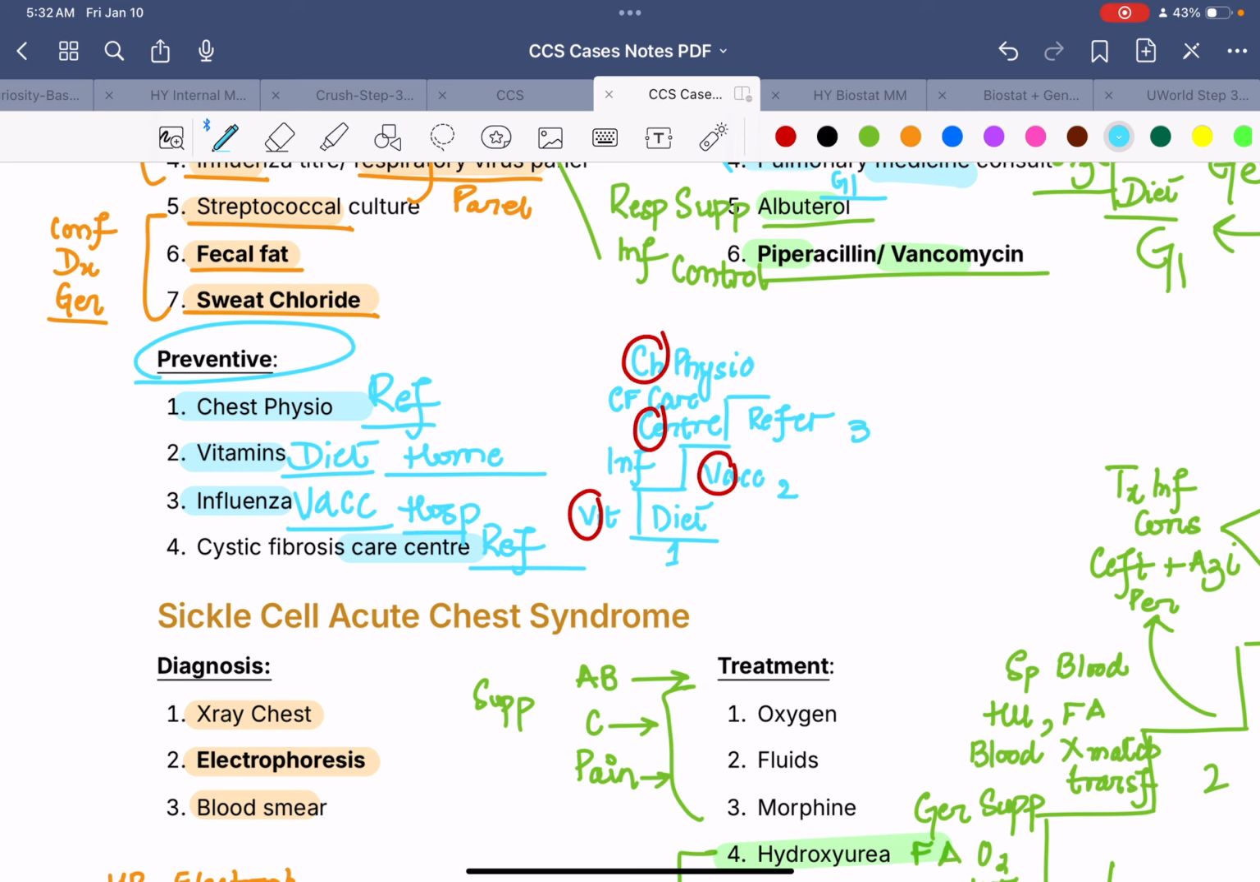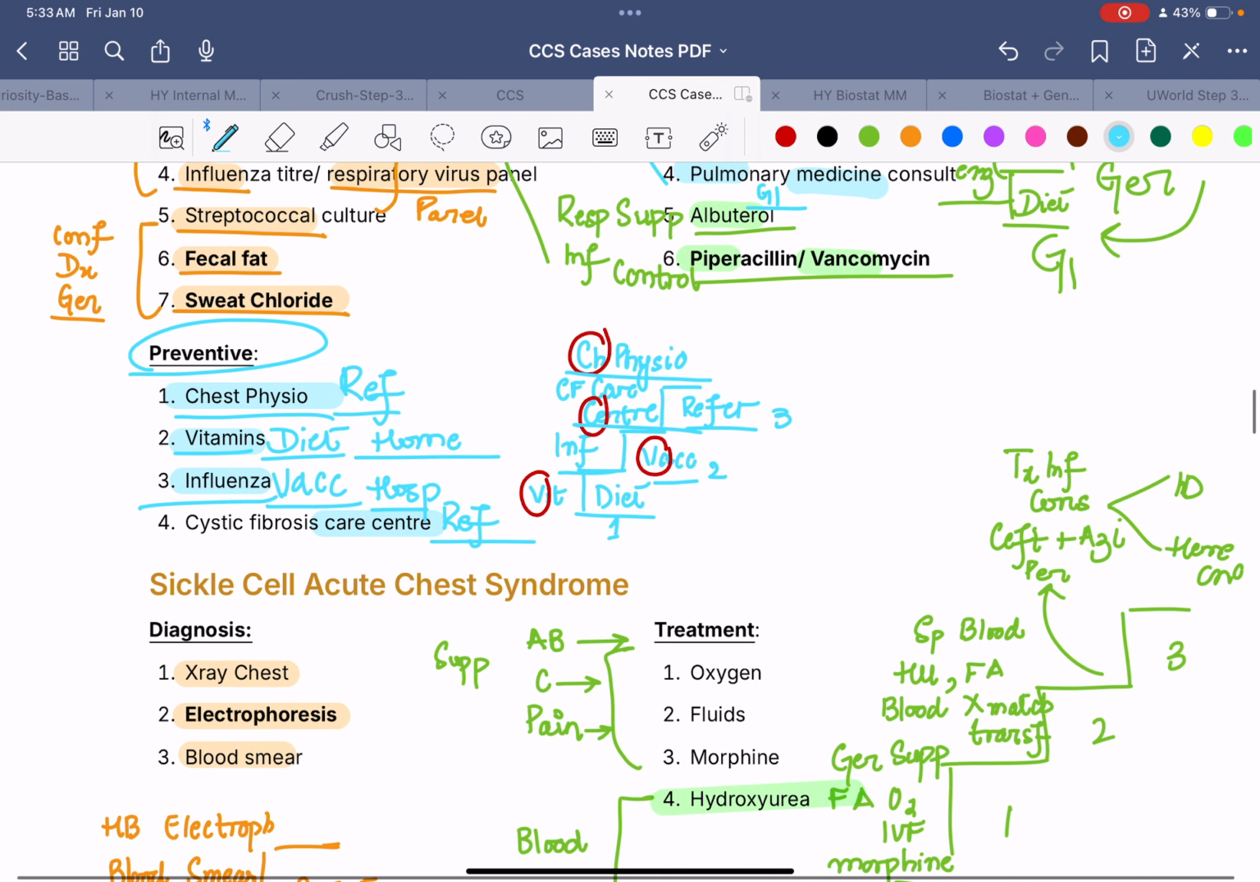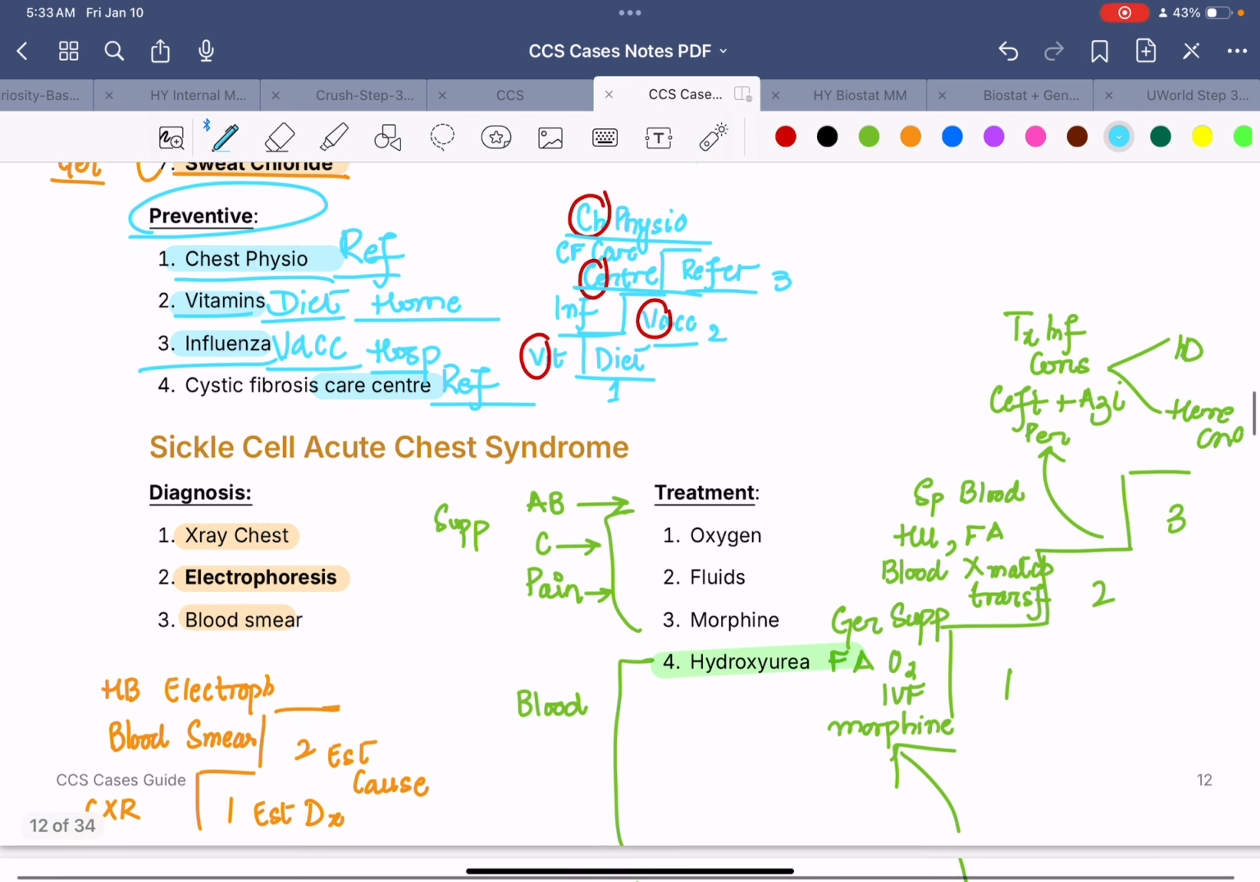So one would be the dietary supplementation. Since I said it's affecting the GI system, you have to give vitamin supplementation, specifically fat soluble vitamins such as A, D, E, and K. And for the subsequent control of infections, so that the person does not have infection subsequently, you're going to give the vaccine, and that is the influenza vaccine. And you're going to refer him to specific care for specific disease control, and that would be chest physio, for of course the respiratory symptoms, and the cystic fibrosis care center. So that is the prevention of cystic fibrosis.